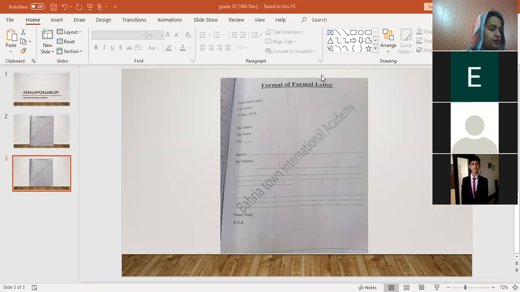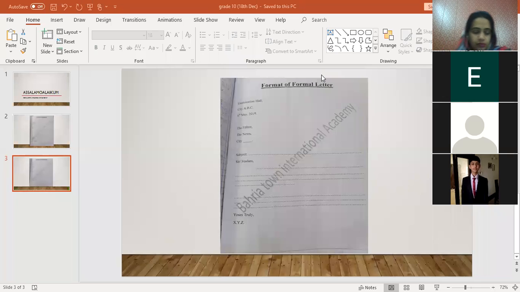If I give you the question, write a letter to the editor of the newspaper asking him to publish an article for creating awareness against child labor, how are you going to start? Write the starting, be quick.